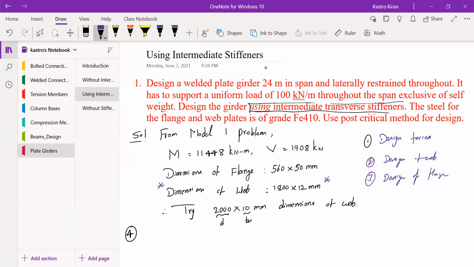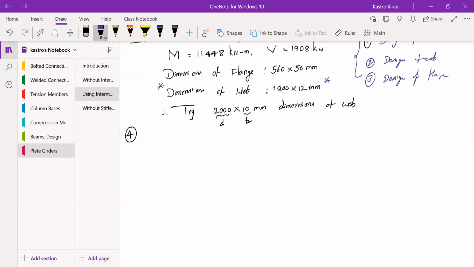Okay, so these three steps are mandatory for this problem also. So I'm directly solving from the fourth step. Here the fourth step gets changed. What you're going to do is design the intermediate transverse stiffeners. So let's write that statement.